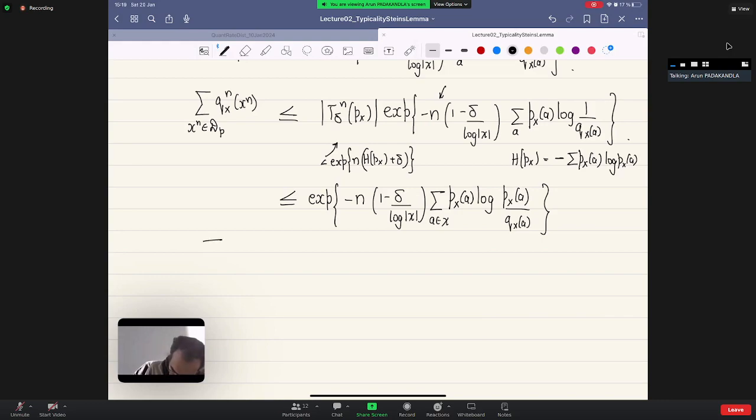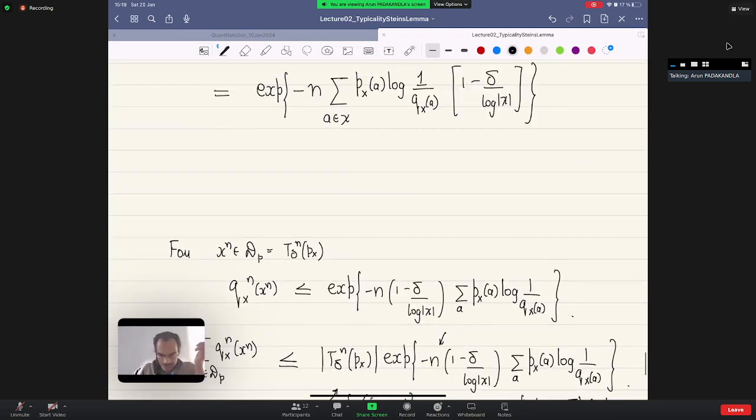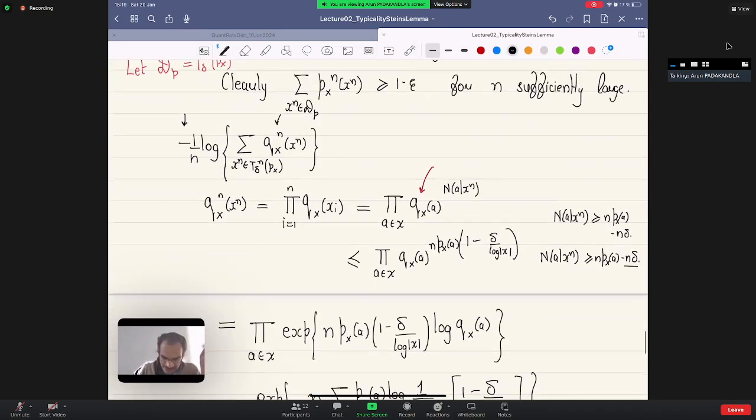I have got that the probability of x^n belonging to D_P, Q_X^n of x^n, is at most exp minus n times 1 minus delta by log cardinality of x. You can choose your delta to be arbitrarily small, n to be arbitrarily large, so that this epsilon is still satisfied. There is no problem with that. You can always do that.